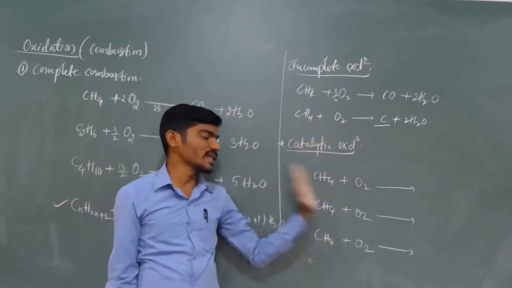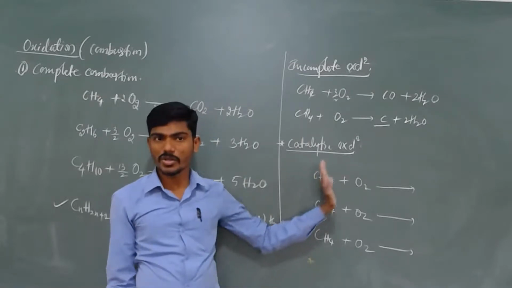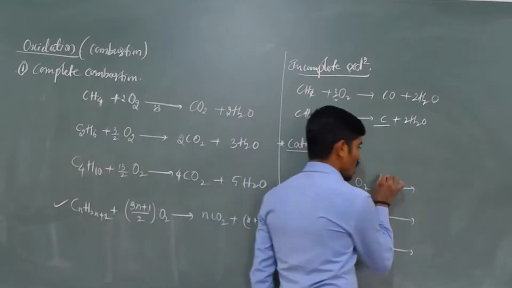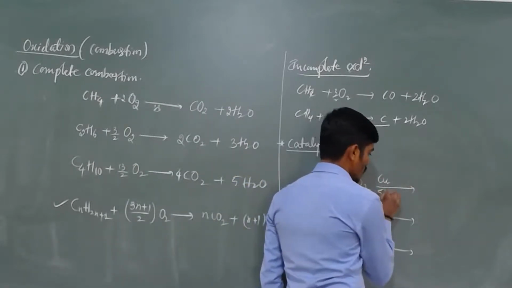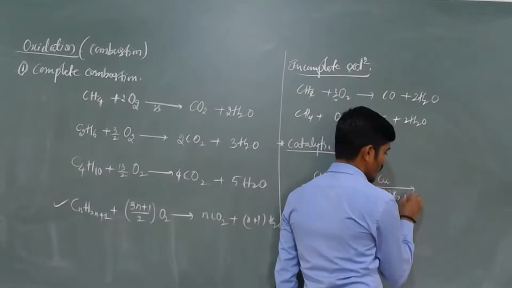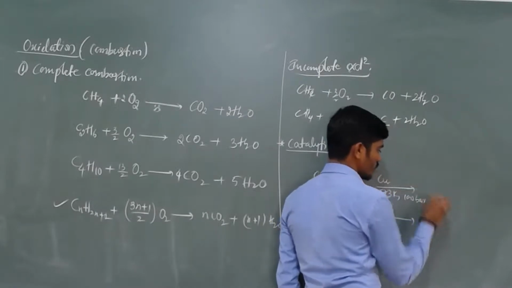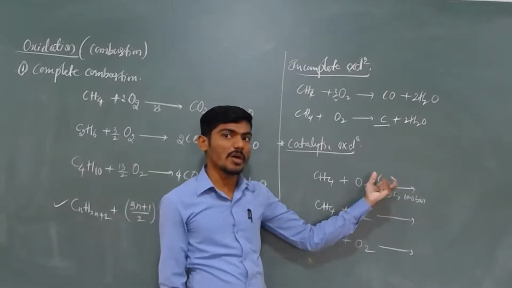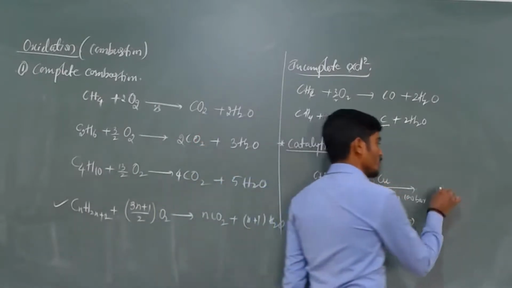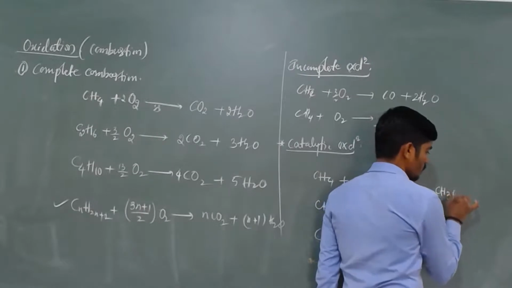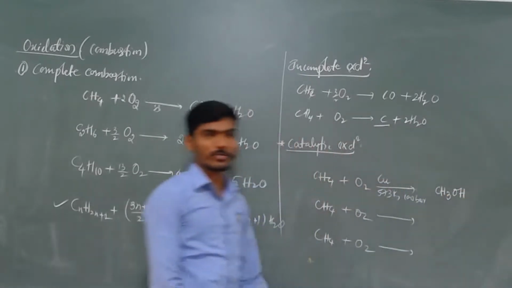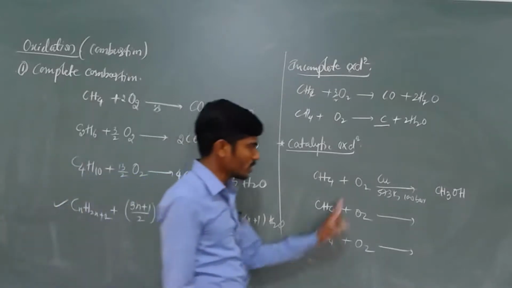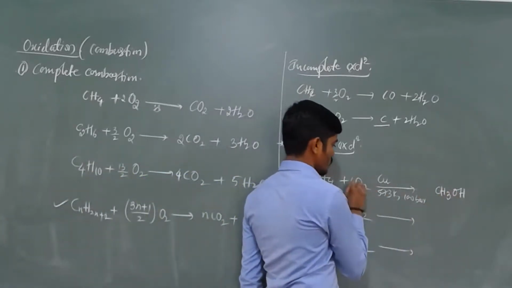Now look at catalytic oxidation. Methane undergoing oxidation in the presence of copper, around 573 Kelvin and 100 bar or 100 atmosphere. The catalyst is copper. If we use copper as a catalyst, the product will be alcohol. Change the catalyst and check whether the equation balances.